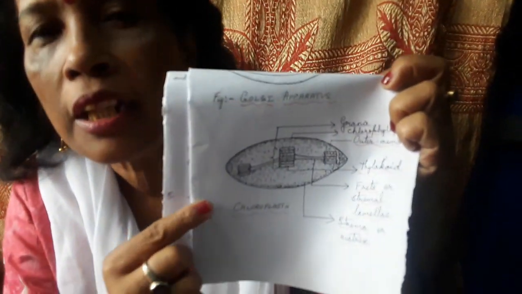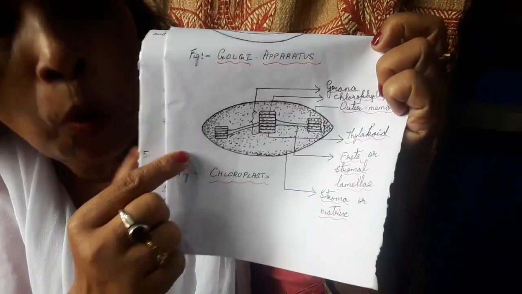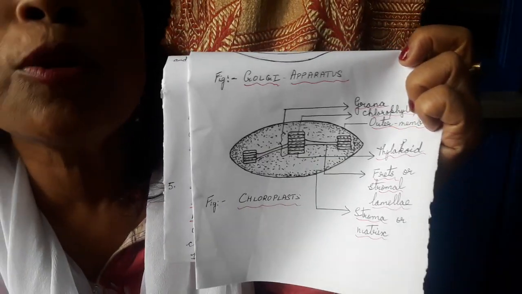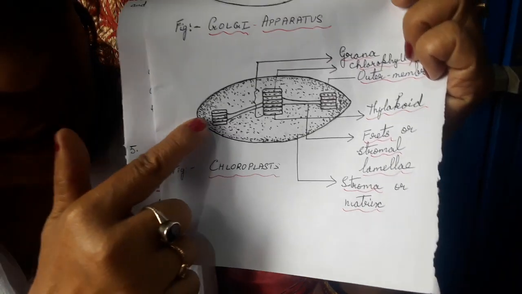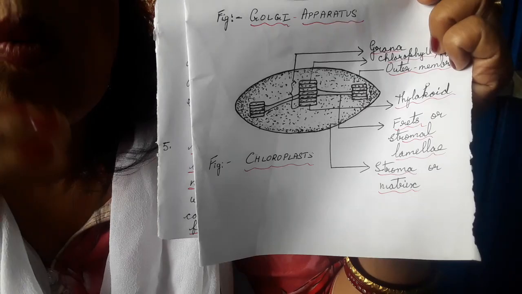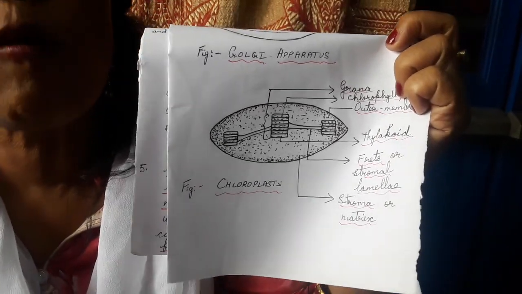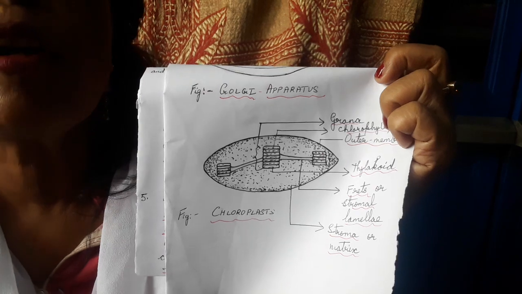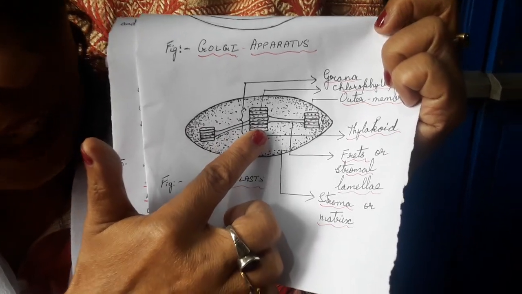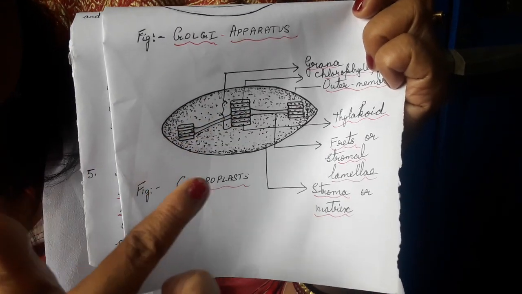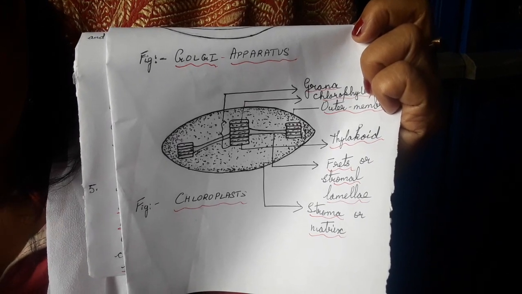This plastid, that is the chloroplast, consists of a double membrane structure, as you can see. The outer membrane is smooth, while the inner membrane is thrown into lamellated structures known as thylakoids. These thylakoids are arranged one above the other like a pile of coins. Collectively, they are called grana. They are joined to another granum with the help of interstromal lamellae or frets.